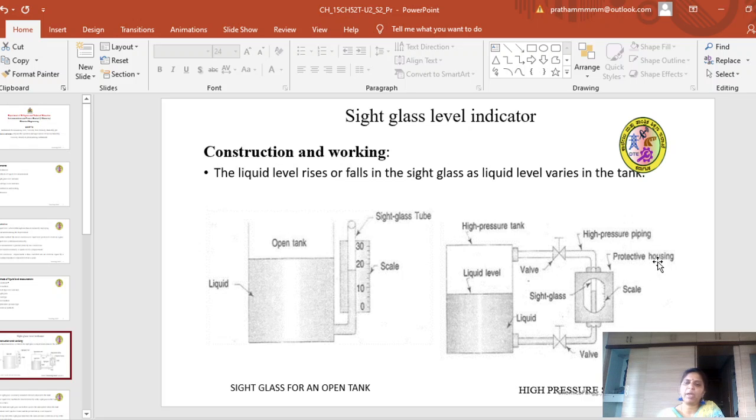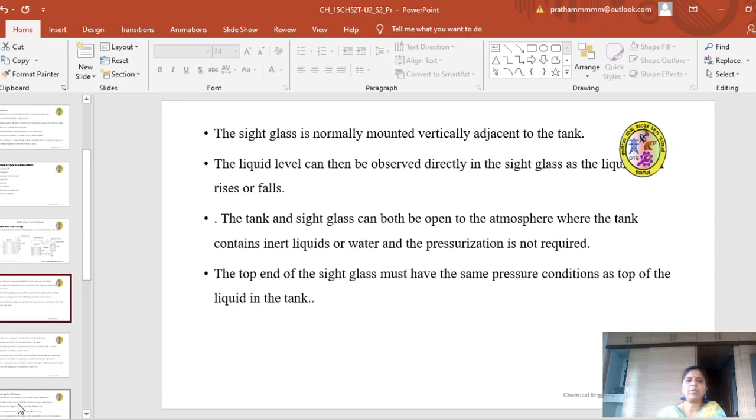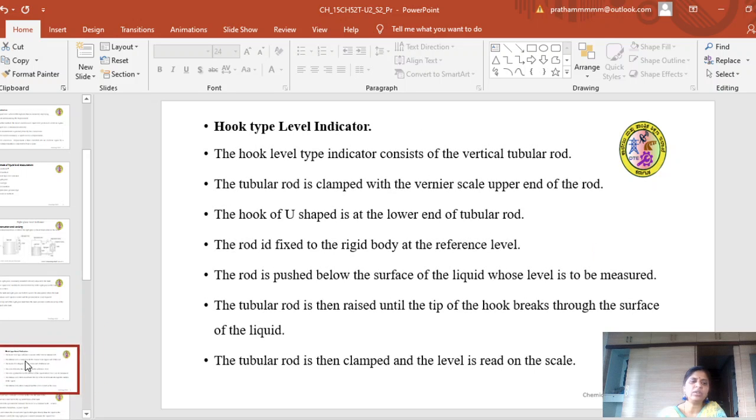Protective housing is being made. So high pressure piping and the valve you have. This is how the side glass for an open tank and the high pressure side glass you can see. As for the liquid, the side glass is normally mounted vertically adjacent to the tank.